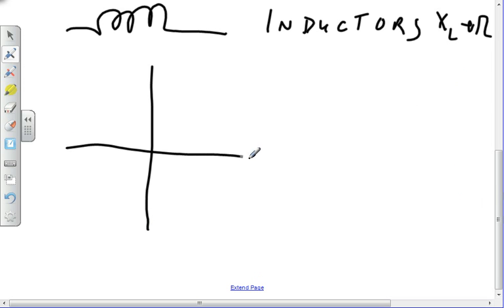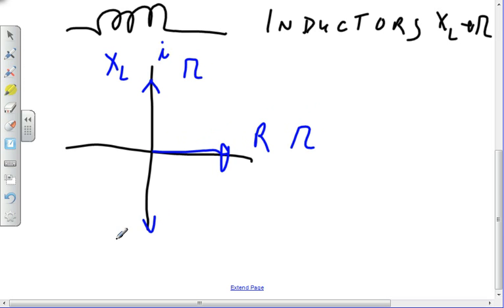If I have a resistor, then my resistance is on the real axis and is in ohms. If I have inductive reactance, then I'm on the imaginary axis in the positive direction and I'm in ohms. If I have capacitive reactance, I'm on the negative direction on the imaginary axis, and again I am in ohms.